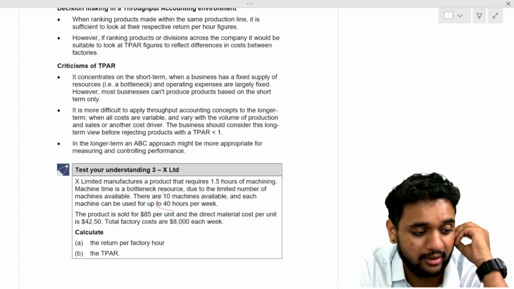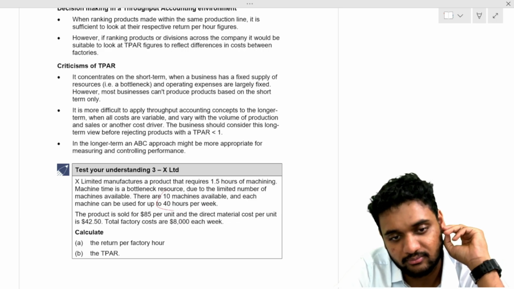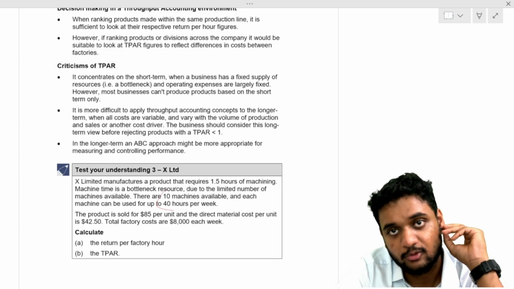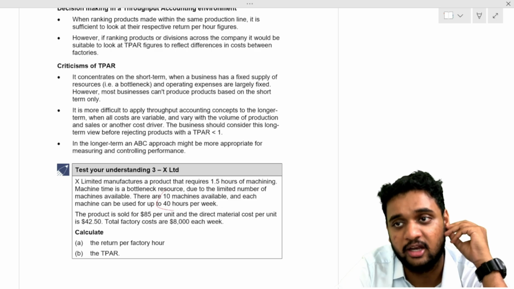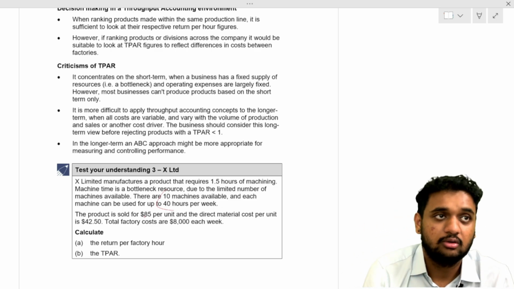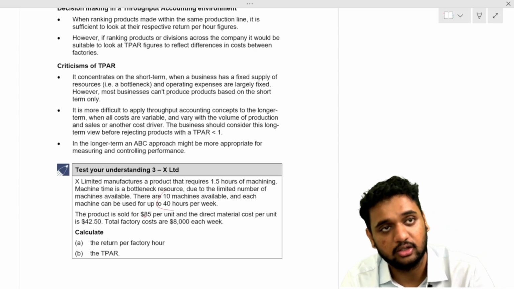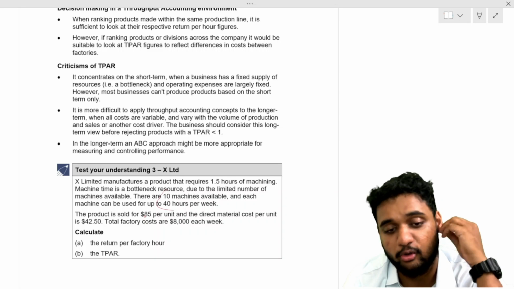What is total hours? Think and tell properly. Almost correct. 400. Each machine can be used for 40 hours. 10 machines we have, 10 into 40 is 400. 8,000 divided by 400 is how much? 20. 8,000 divided by 400 is 20.